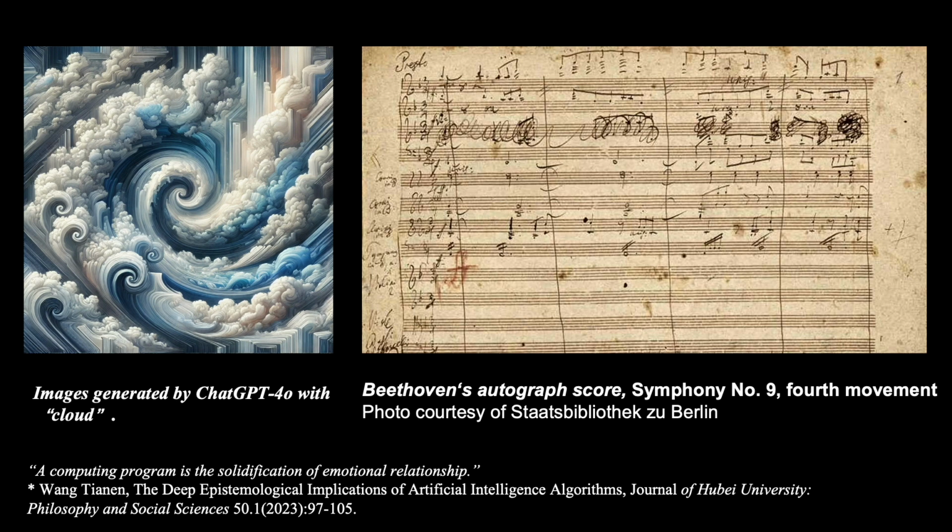First, the AI-generated images possess a certain artistic value in terms of their appearance to move the audience. We all know some AI-generated images have a poor quality, and sometimes they are an accumulation of symbols and fragments, like these images on the left. However, before these images are viewed and perceived by humans, images are just a result of algorithm construction. In fact, a computing program is the solidification of emotional relationship.